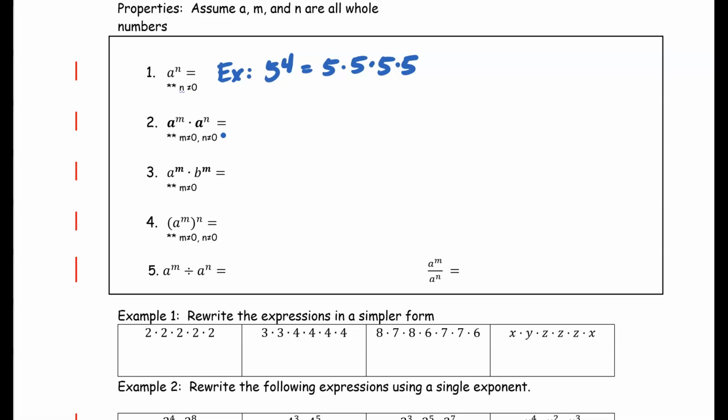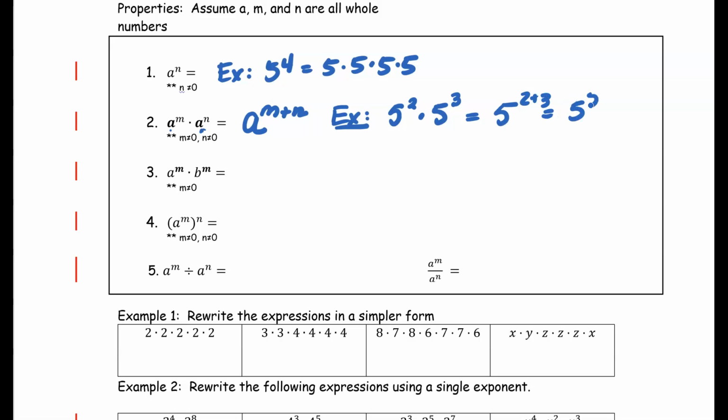So this one down here, let's do the same thing. If you have the same base, different exponents, I'll write that out. So same base, different exponents. You're going to take the base and you're going to add those exponents. So for example, let's take 5 squared times 5 cubed. Same base, different exponents equals 5 to the 2 plus 3 power, or 5 to the 5th power.